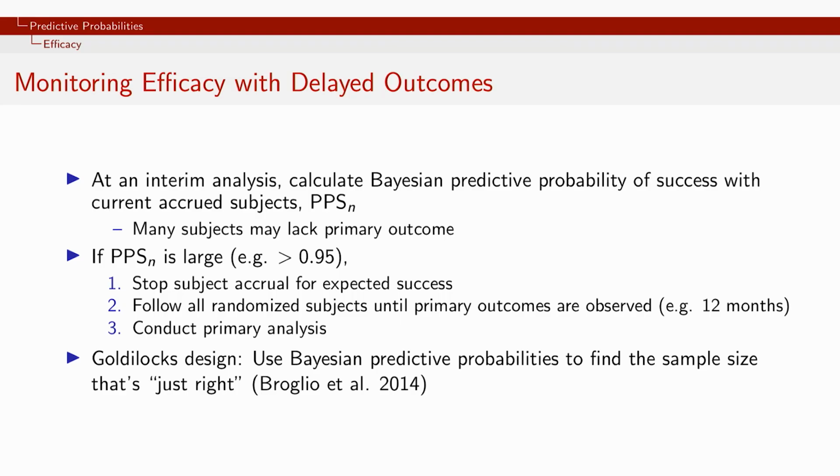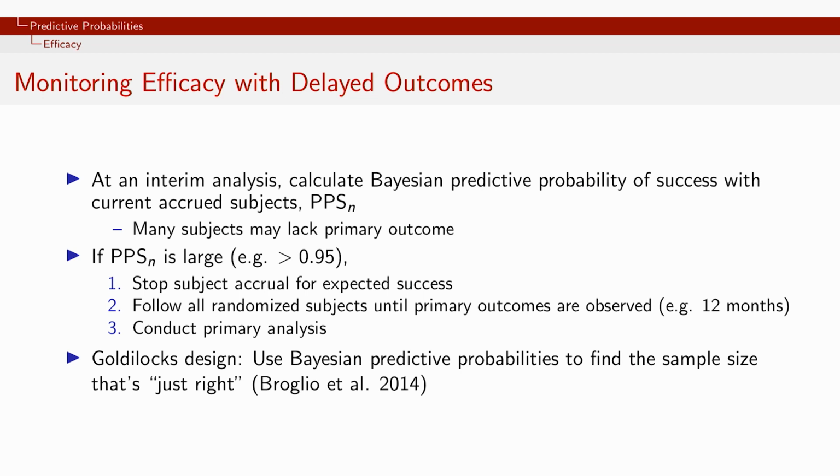A strategy that I recommend to avoid this is working with predictive probabilities in the context of delayed outcomes. At a given interim analysis, we calculate a Bayesian predictive probability of success with the current randomized patients. Many of those subjects are going to lack the primary outcome. The idea here is, if we have a very high predictive probability of success, say greater than 0.95, we would stop subject accrual for expected success. We then follow all randomized subjects until the primary outcomes are observed, so it could be a 12-month endpoint, and then we conduct the primary analysis.